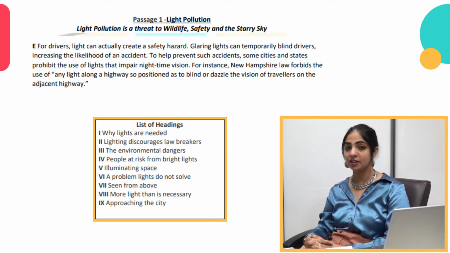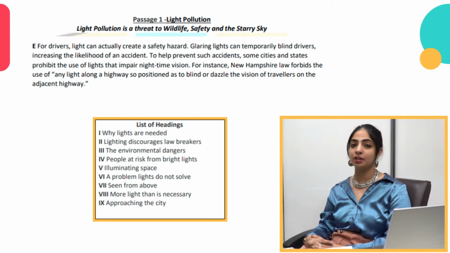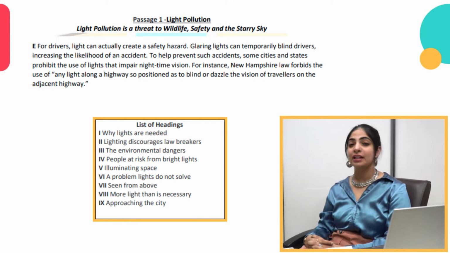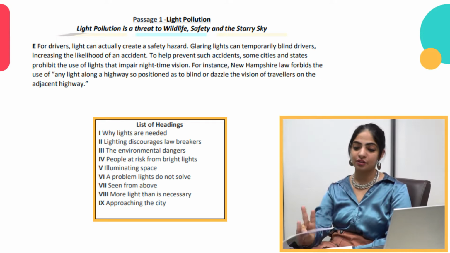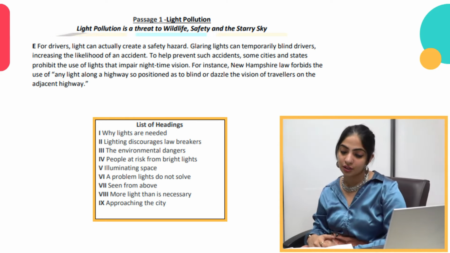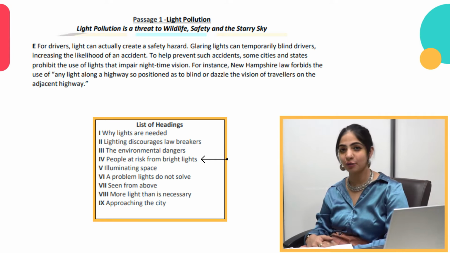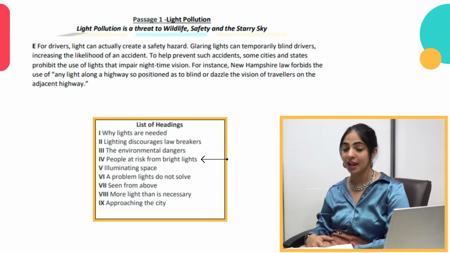And from the very second line, they said that in order to avoid such a situation, the government came up with a particular law. So if you are able to figure out what happened in the paragraph, list of headings is not at all difficult for you. So keeping this in mind, the right answer to this question was fourth, people at risk from bright light. So instead of bright light, they wrote glaring lights, and for people, they wrote drivers. Let's move on to the next paragraph.